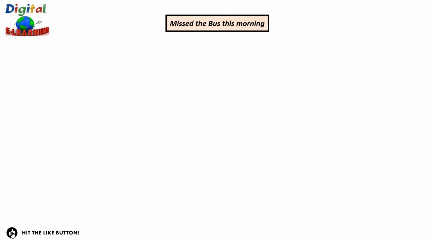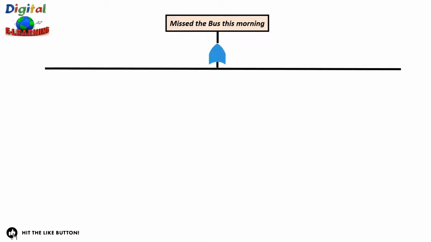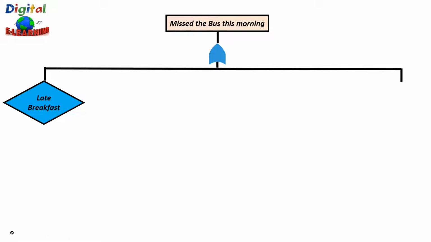So my top event here is I missed the bus this morning. I will apply an OR gate here. The first event that I have is that I had a late breakfast. I will keep this as an undeveloped event because there is no point developing it further. The next event that I have is I wake up late.